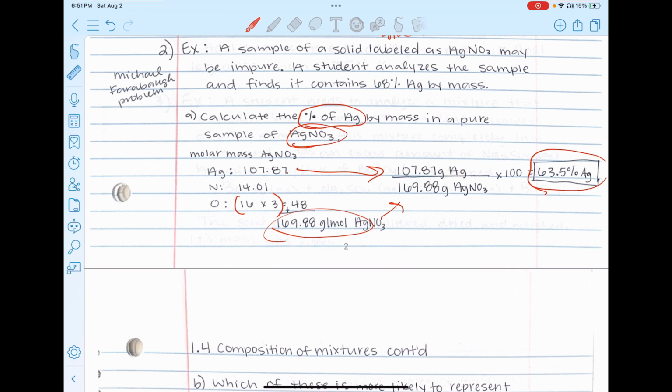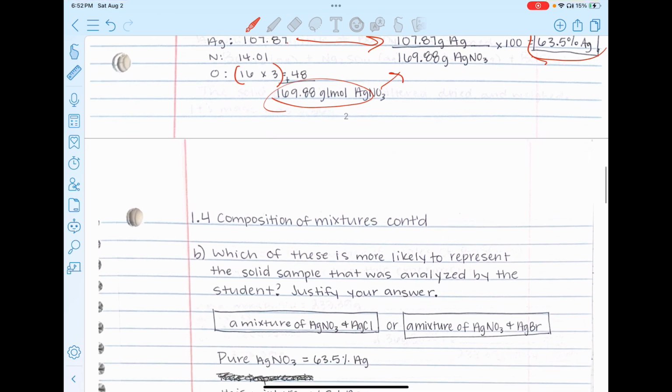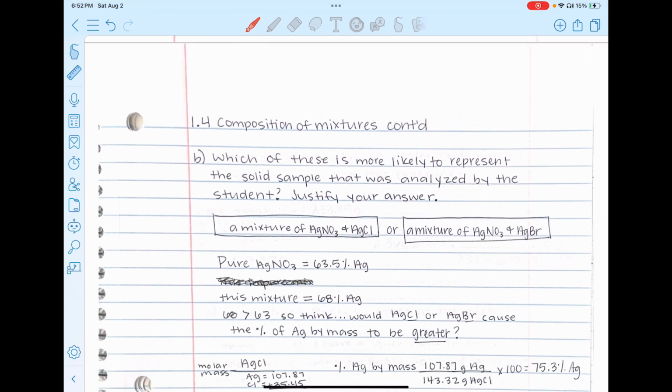That's if it's pure. Let's compare that number to the number we were given in example 2, right? So when it was analyzed by a student, they found silver to be 68. 68 higher or lower than 63? Okay, that's something we need to consider when we're moving on to part B here. B says, which of these is most likely to represent the solid sample that was analyzed by the student? Does the mixture contain AgNO3 and AgCl? Or AgNO3 and AgBr? The difference in these two is chlorine and bromine.